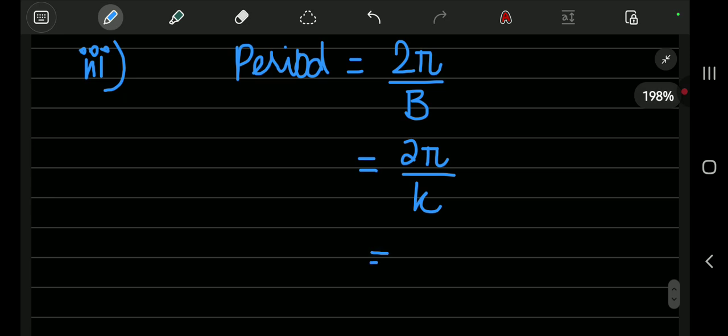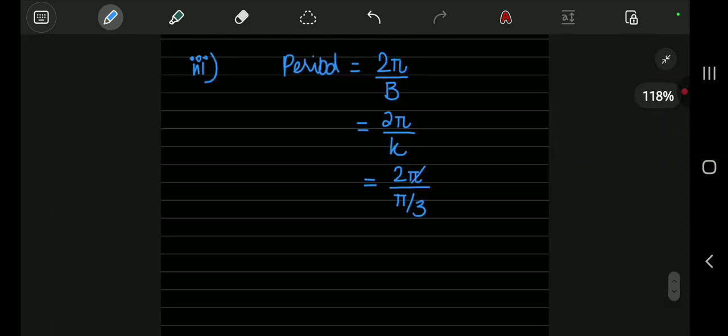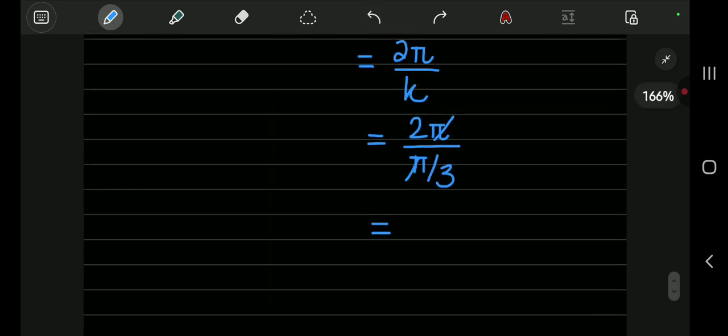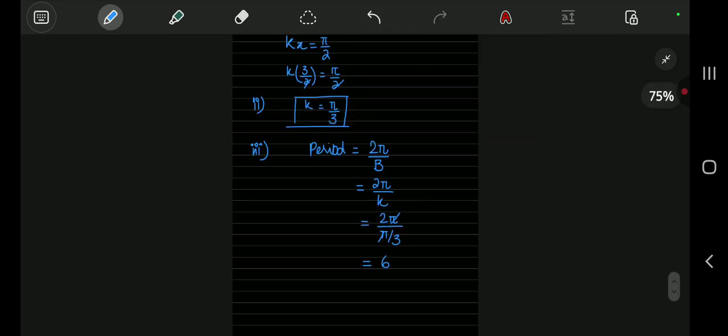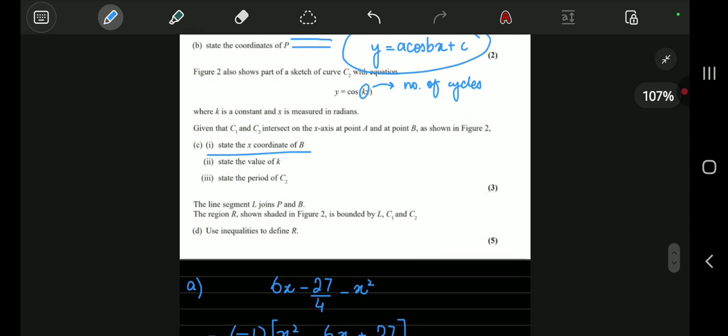2 pi over k means 2 pi over pi over 3, and that will give you 6, as the pi will be cancelled, and the period is 6 in this question. Okay, so we found all three parts of your C.